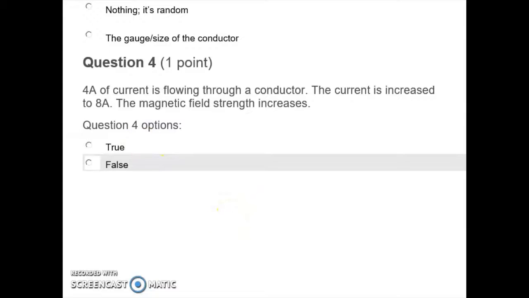Number 4, 4 amps of current is flowing through a conductor. We then increase the current to 8 amps. True or false? The magnetic field strength increases. That is absolutely true. The more current, the stronger the magnetic field.